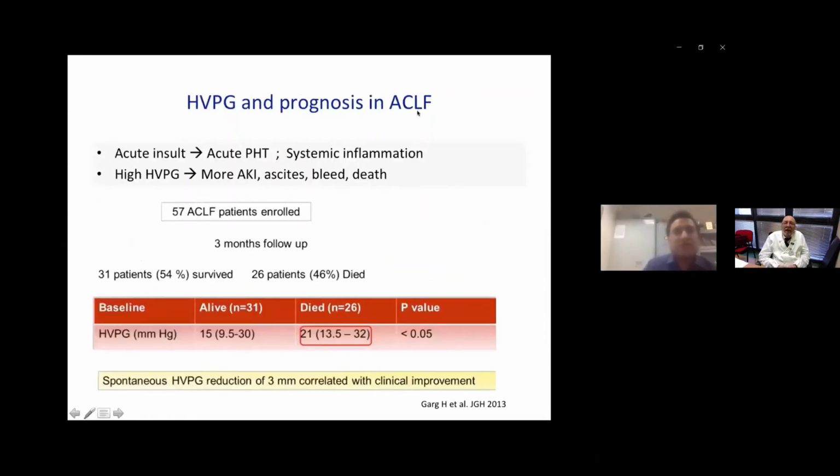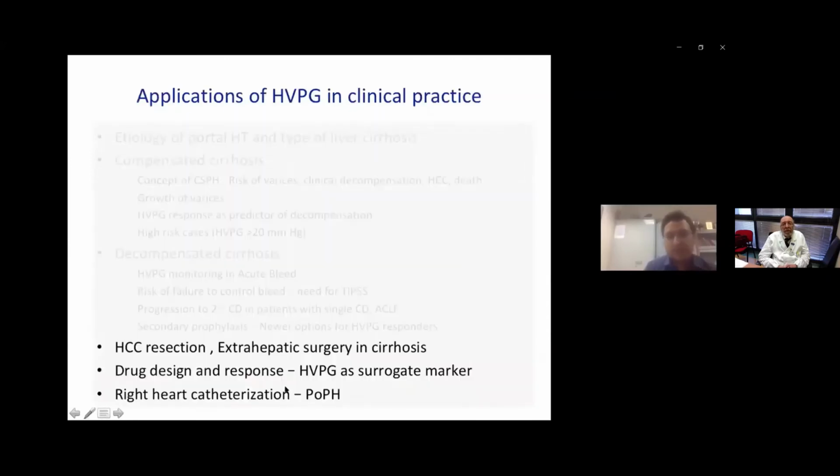So in patients with acute on chronic liver failure, ACLF is basically a syndrome of acute portal hypertension. With acute insult, there is acute portal hypertension and systemic inflammation. So the higher HVPG in ACLF correlates with more acute kidney injury, more ascites, more bleeding, and more death. A previous study from our group has shown that in patients with ACLF, those who died had higher portal pressure HVPG as compared to those who were alive, 21 versus 15, and a spontaneous HVPG reduction of 3 millimeters after improvement in liver function correlated with clinical improvement.